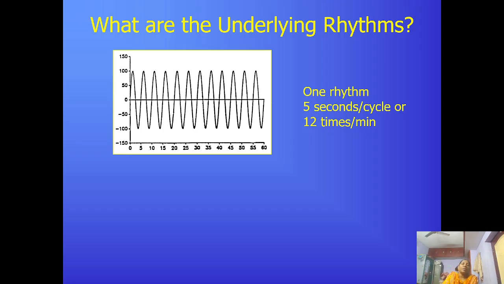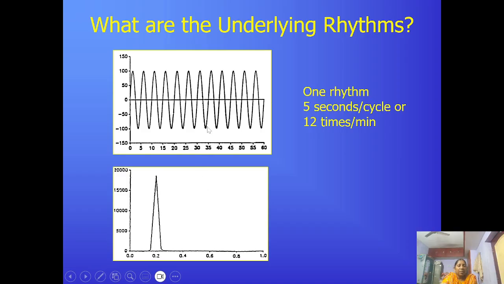You can see a sinusoidal signal. One rhythm means one cycle. You can see it is 5 seconds. So how many cycles are there from 0 to 60? When you count the number of cycles, it is 12 times per minute. One minute is 60 seconds, so it is 12 times per minute.